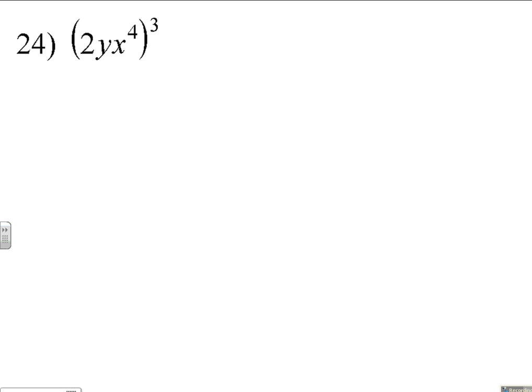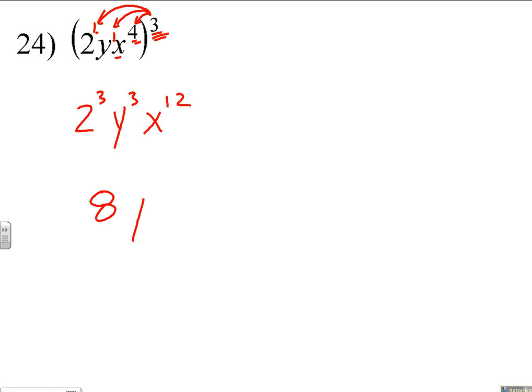Again, how many 2's are there? 1. How many y's are there? Are there 4 y's in there or 1 y in there? Exponents are lazy. 4 only affects the x. But this 3 has no choice. It affects the 2's, the y's, and the x's. So that is a bunch of 2's, 3 groups of 1, 3, 3 groups of 1y, 3. 3 groups of 4 x's, 3 groups of 4, 12. We may want to take 2 to the third here. 2 times 2 times 2, 8. Y to the third, x to the 12th.